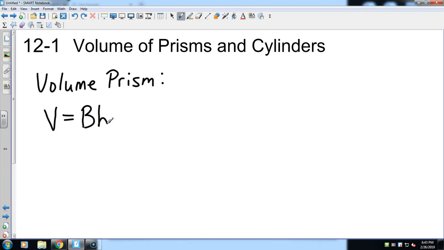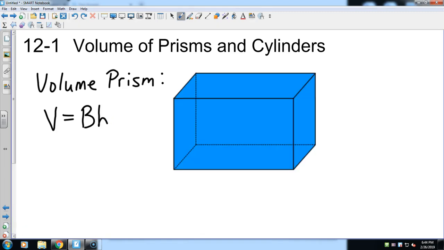Now remember, we can find all different kinds of prisms. They can be rectangular, they can be pentagonal, they can be triangles, and so I'm going to go ahead and pull a rectangular prism off of my pictures over here, and I'll get that up in just a sec. Okay, so I'm just going to go basic.